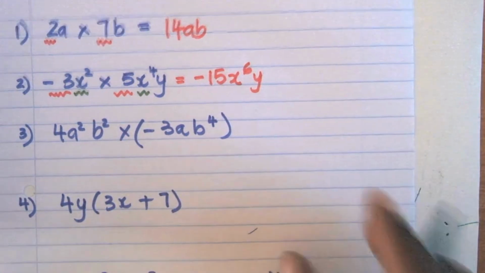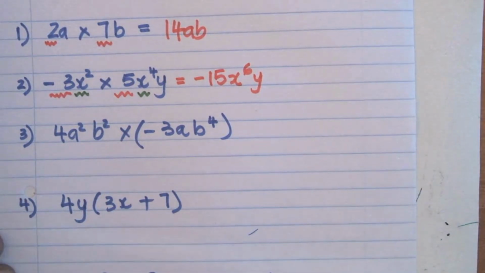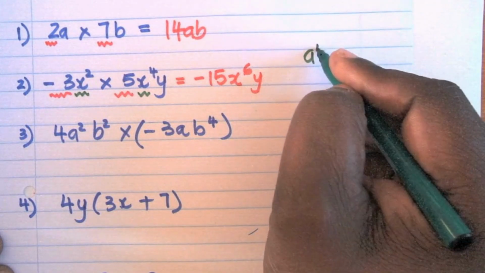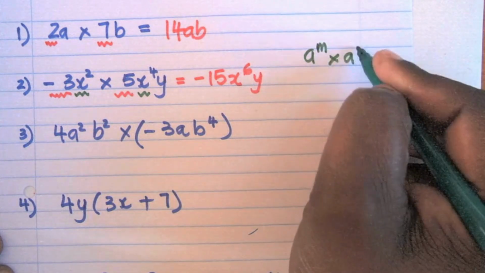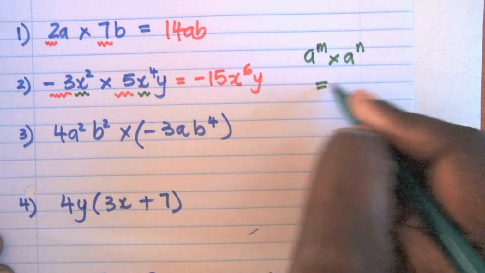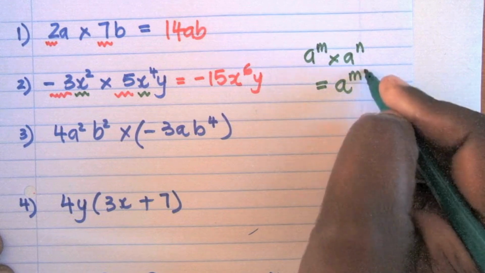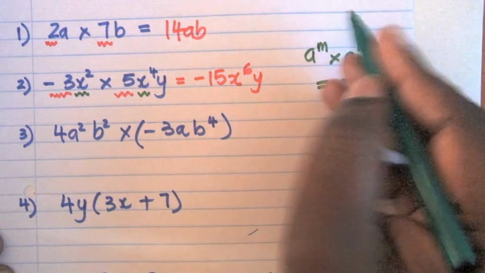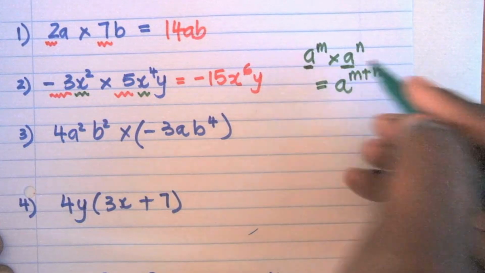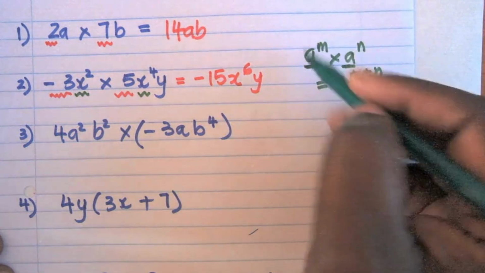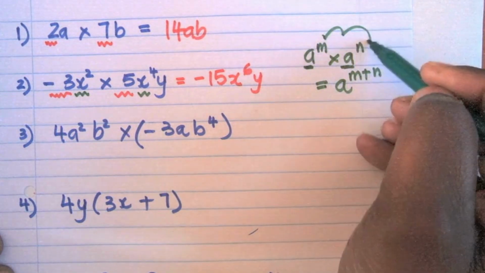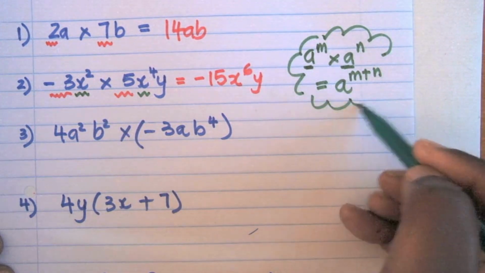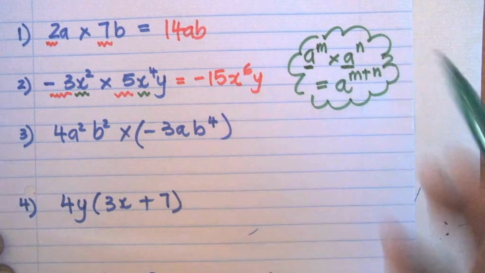Remember the laws of exponents. There is a law of exponents which says a to the power of m times a to the power of n. The answer is a to the power of m plus n. If the bases are the same, we add the exponents. Let me put this in a cloud. It's going to guide me as I do this activity with you.